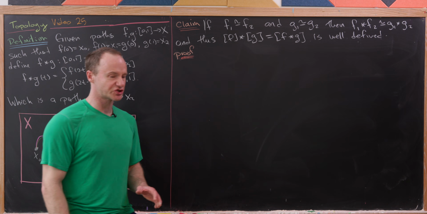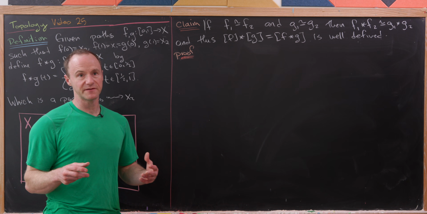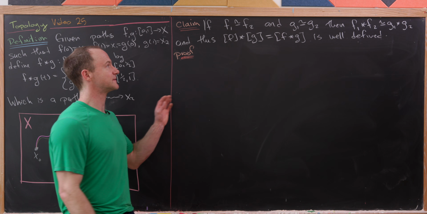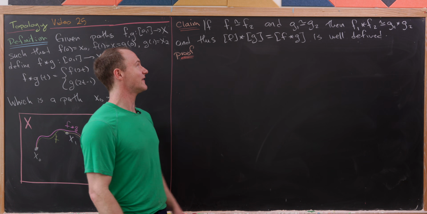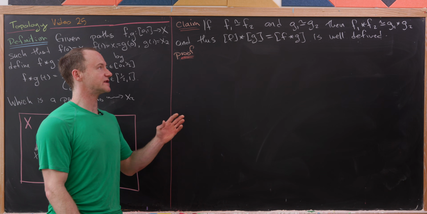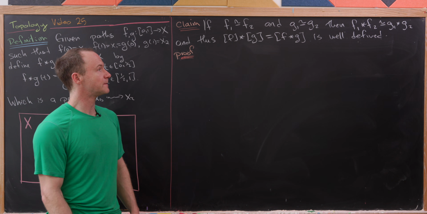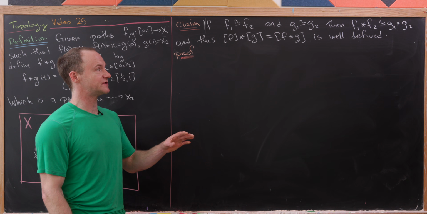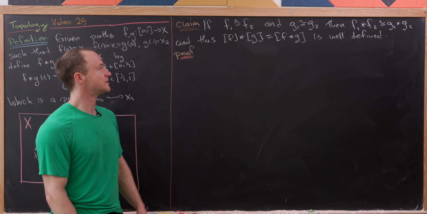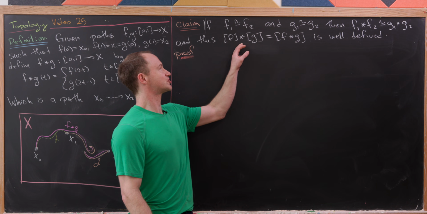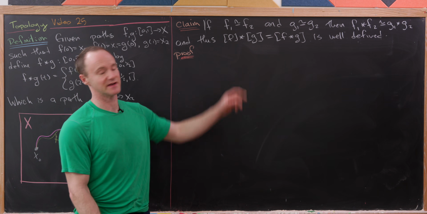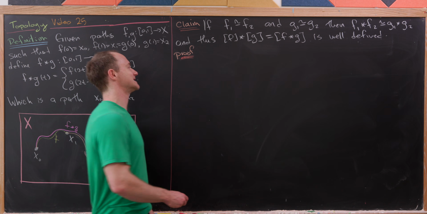So we want to first show that we can lift this star operation to homotopy classes. In other words, we want to show that if f1 is homotopy equivalent to f2, and g1 is homotopy equivalent to g2, then f1 star g1 is homotopy equivalent to f2 star g2. That means this star operation can be defined on the equivalence classes. Okay, so let's get to that.